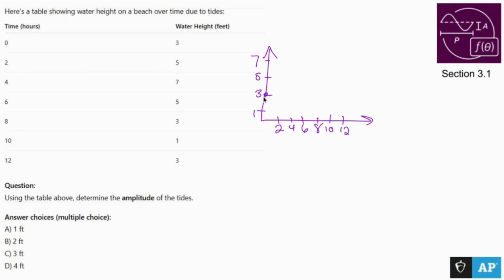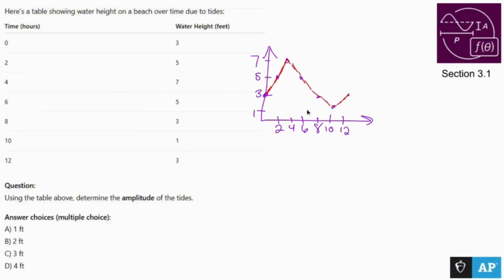0 matches up with 3, 2 matches up with 5, 4 matches up with 7, 6 matches up with 5, 8 matches up with 3, 10 matches up with 1, and then back to 3 again. So it's periodic in nature. I don't know if it's wavy, I don't know if it's jagged, I don't really care.